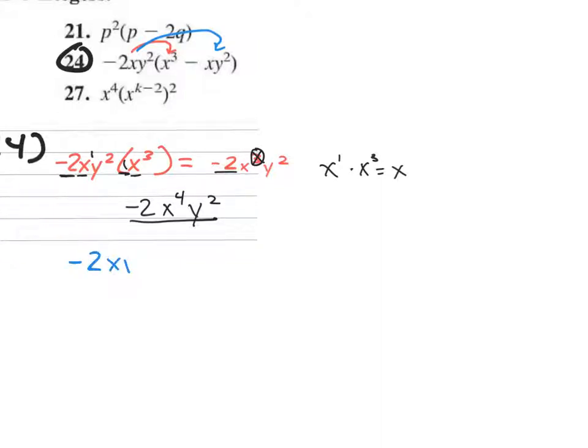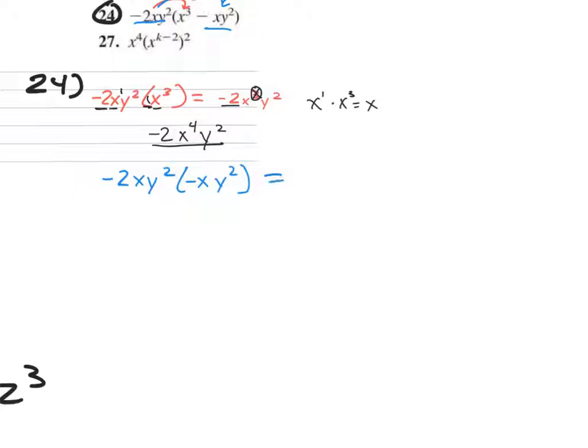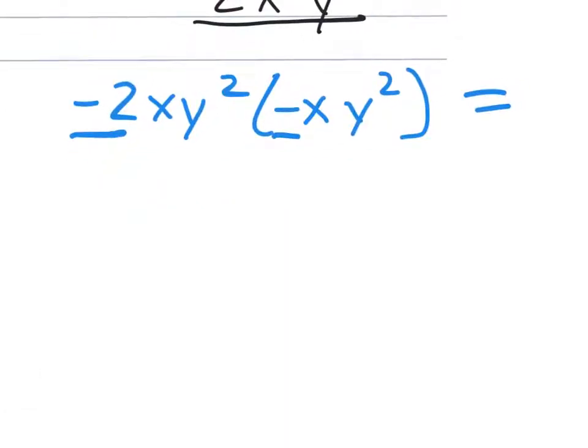Negative 2xy squared, that's this first part, times negative xy squared. Apply that same strategy right here. Well, let's start with the numbers. Actually, never mind. The x stays the same. Give me one second. Let's just talk about the numbers in front.